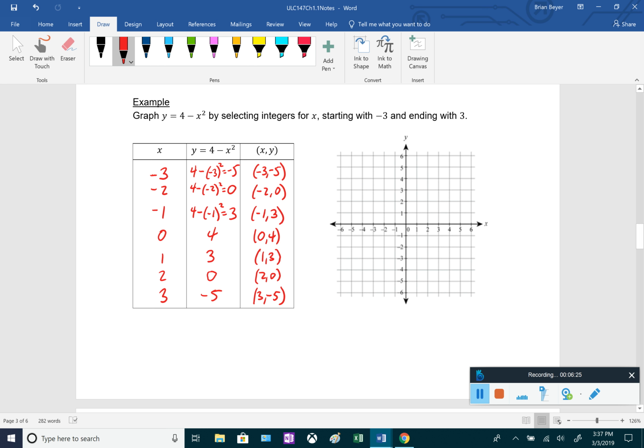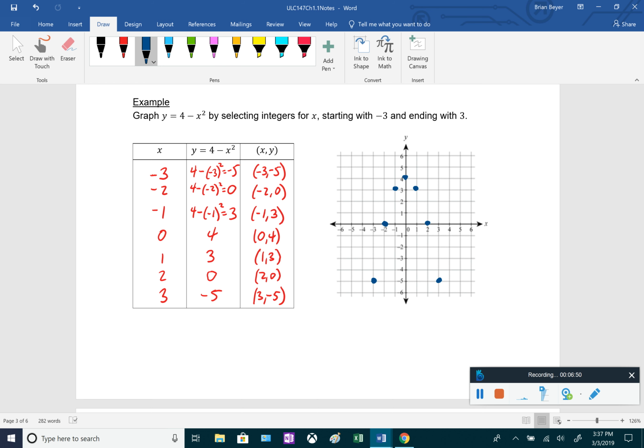So we have all of these x, y coordinates now. So what I'm going to do is plot these as points. So -3, -5 would be right here. -2, 0 would be right here. -1, 3 up here. 0, 4, 1, 3, 2, 0, and 3, -5. So we have these points all plotted.